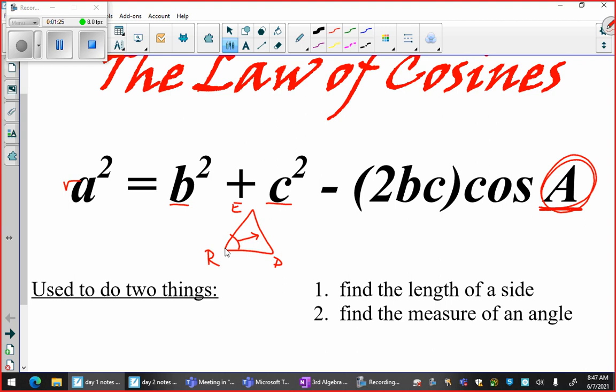So you have to start at whatever angle you are given. It's not going to be A, it could be, but it's usually not. It's B or C or D, it can be anything. Whatever that angle is, this has to be the side across from it. That is the biggest point. And we need a calculator.